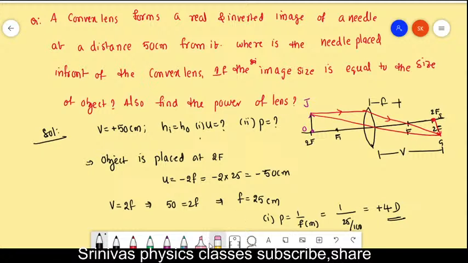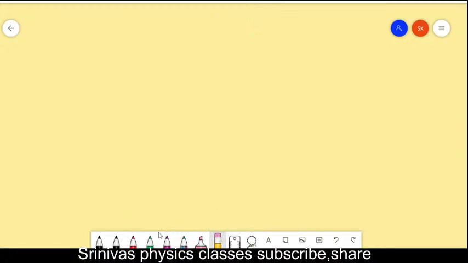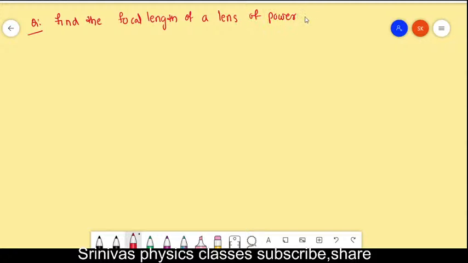Clear, na students? Right. We will go for the next problem. Next question: find the focal length of a lens of power minus 2 diopters.